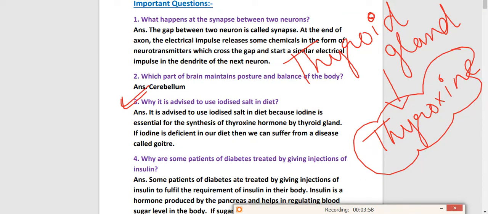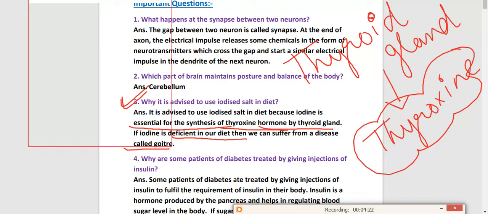So what will be the answer? It is advised to use iodized salt in the diet because iodine is essential for the synthesis of thyroxine hormone by the thyroid gland. If iodine is deficient in our diet, we can suffer from a disease called goiter. And what is goiter? It is a swelling of the neck, meaning the person who is suffering from goiter will have a swollen neck. That is called goiter, right? So that is the answer.